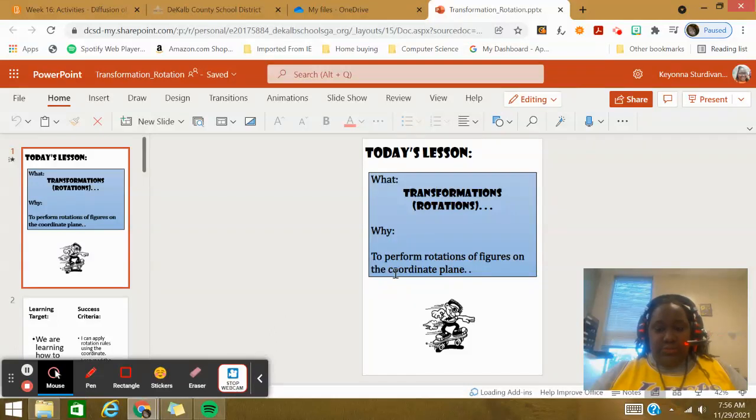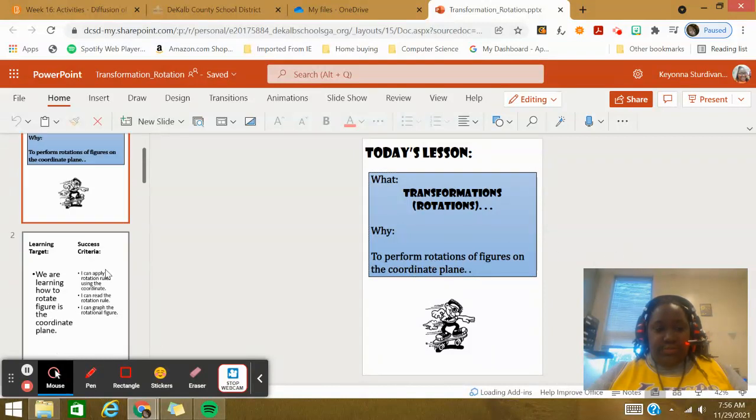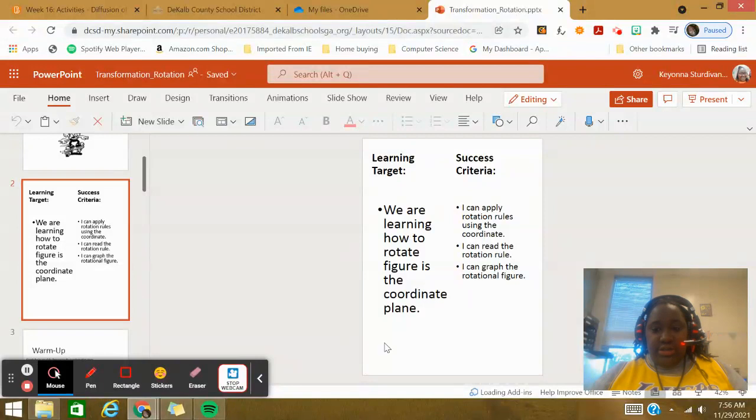All right, so today's lesson, we are still in transformations and we are looking at rotations. And the reason why is because we should be able to perform rotations of figures on the coordinate plane. Let's take a look at our learning target and success criteria.